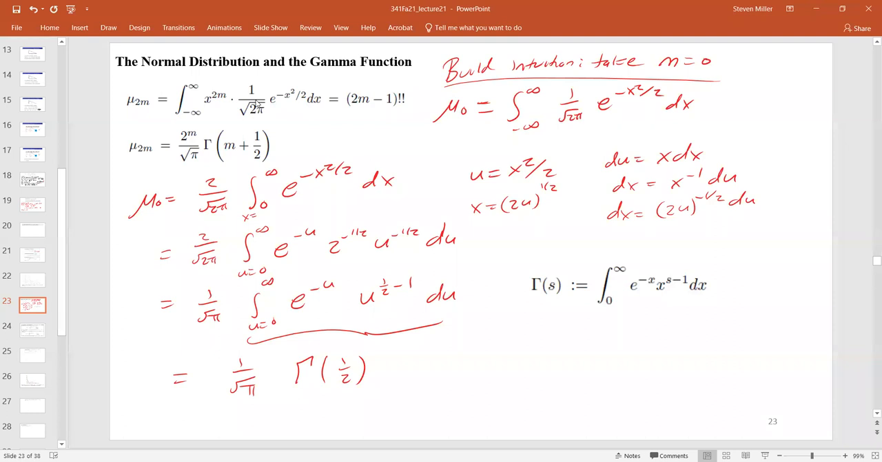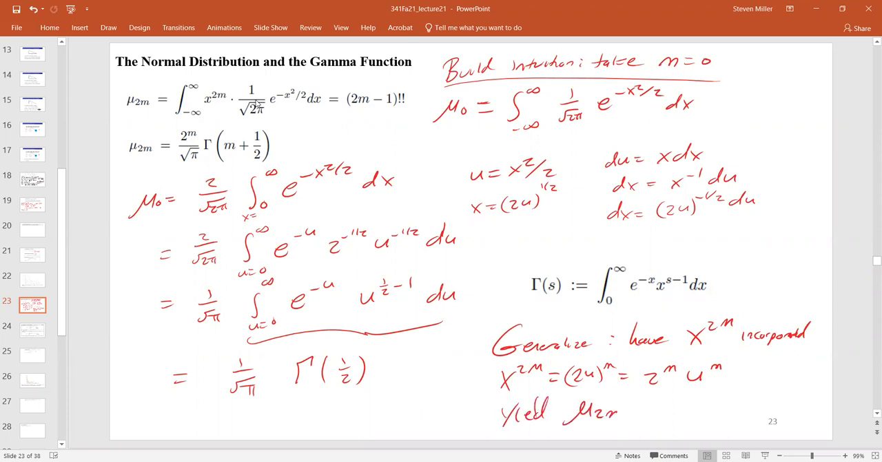So now you generalize. We would have an x to the 2m incorporated. What is x to the 2m in terms of u? So x to the 2m is going to be 2u to the m, so it's going to be 2 to the m, u to the m. Oh, well, when I look at what happens, that's why I get this extra factor of 2 to the m outside. So now it will yield mu 2m is 2 to the m over square root of pi, gamma of m plus 1.